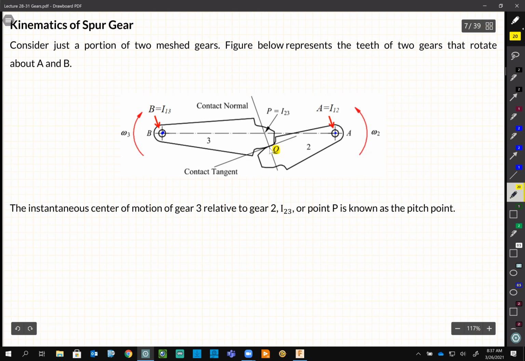Right? So first of all, if I want to find out this mechanism's degree of freedom, everybody, I want you to find the degree of freedom for me. So this mechanism has 3 members, right? So one always is ground.